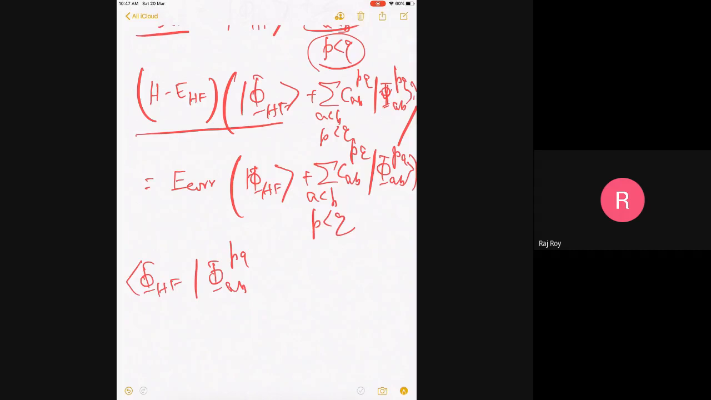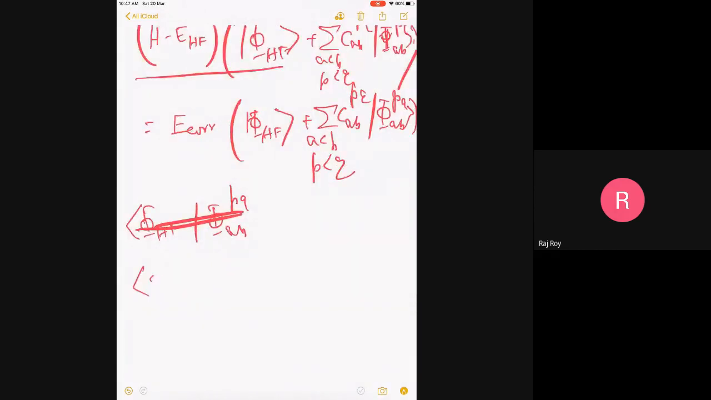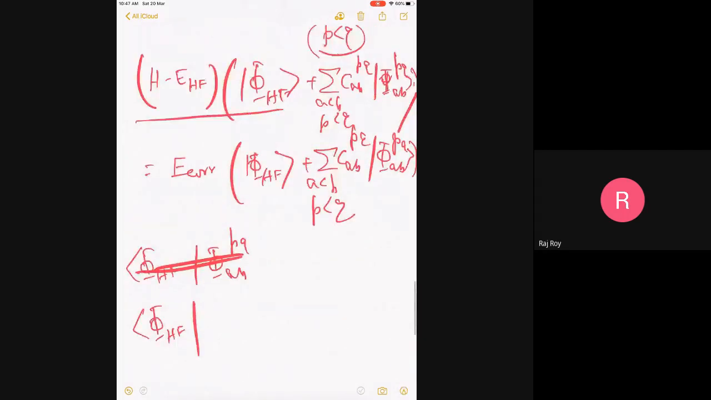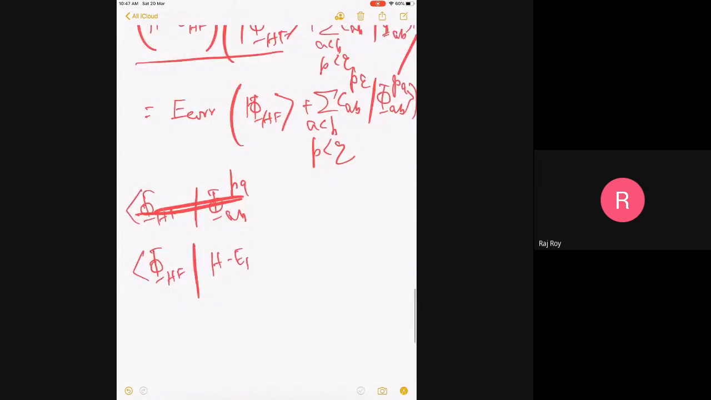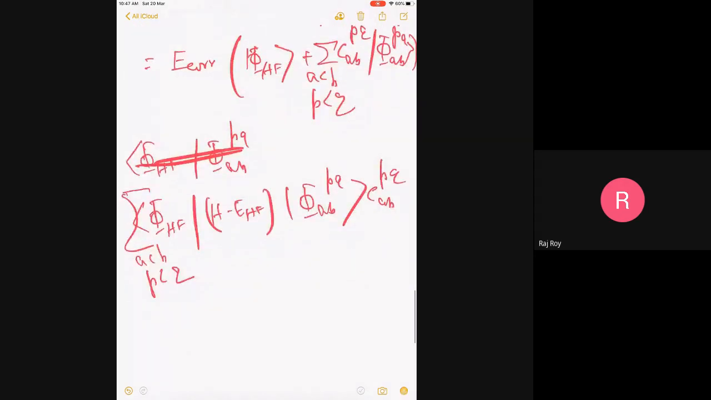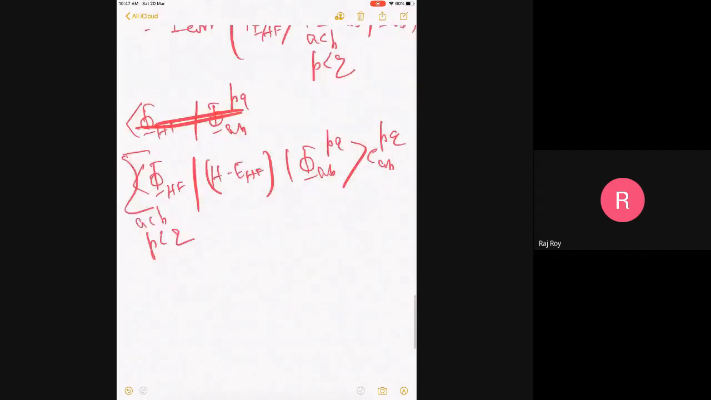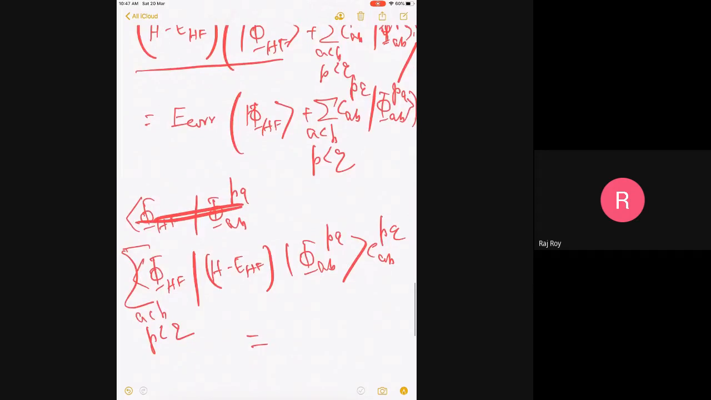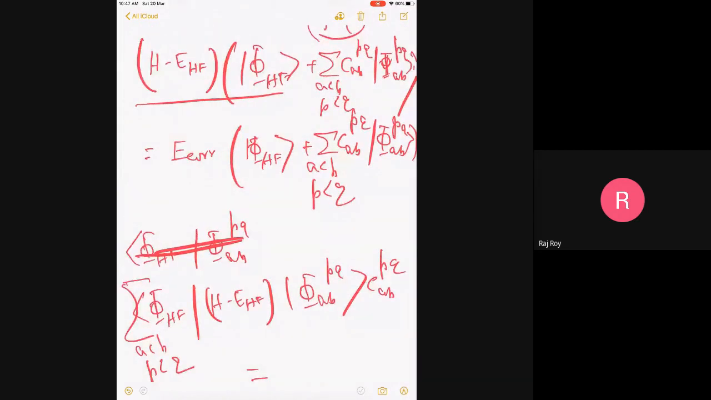Sorry, let me write it again. Phi Hartree-Fock, H minus E Hartree-Fock, with H minus E Hartree-Fock acting on the full wave function: phi ABPQ, C ABPQ, sum over all of them. Remember, for a dimer problem, there was only one integral, and that was called K12, if you remember. This is exactly what was called K12. Equal to, come on this side, E correlation, phi Hartree-Fock is 1.